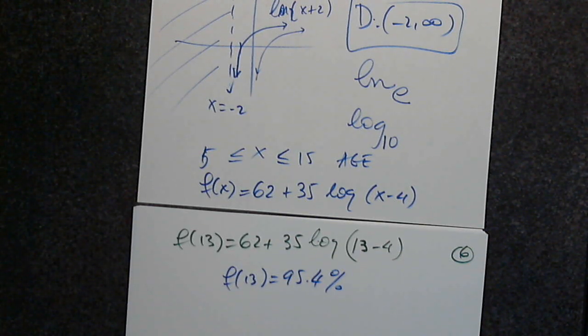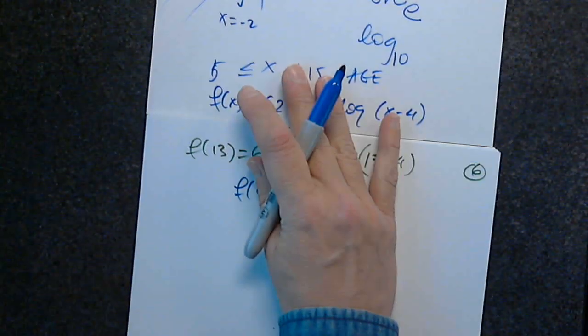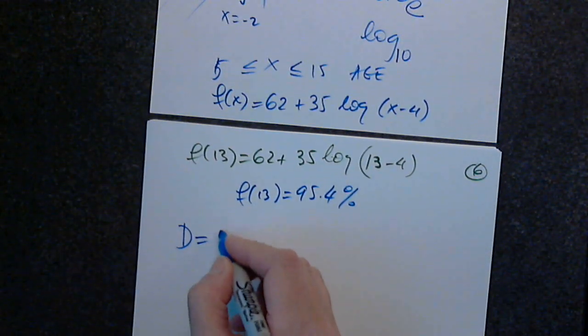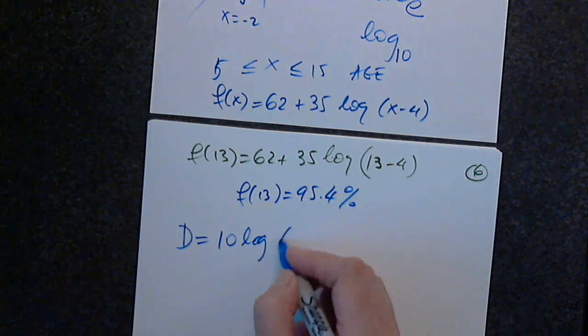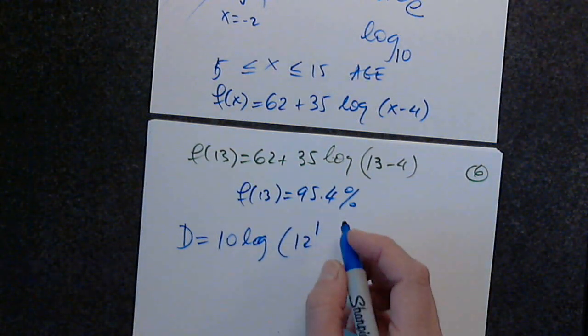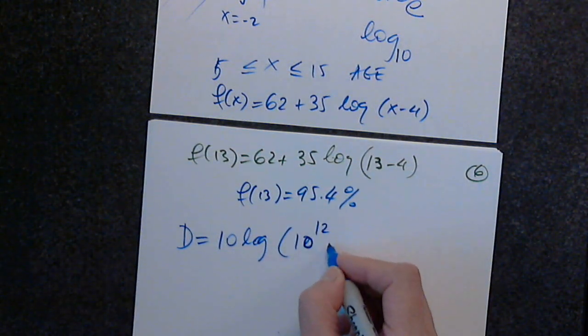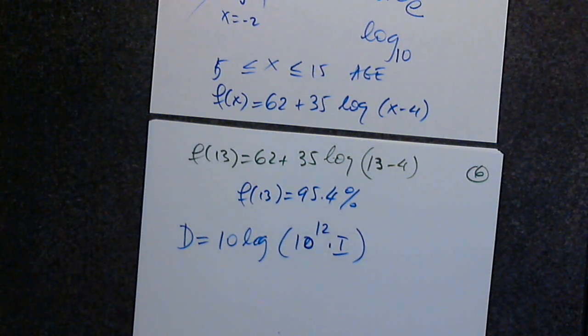Okay, we have a model here. The loudness level of a sound, D, in decibels is given by this formula. So let's copy it down. You see how many applications of log functions? So D equals 10 log of 10 to the 12th power multiplied by I, uppercase I, where I is the intensity of the sound in watts per square meter.